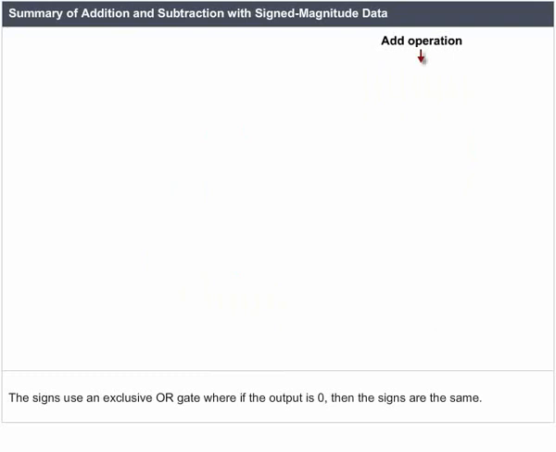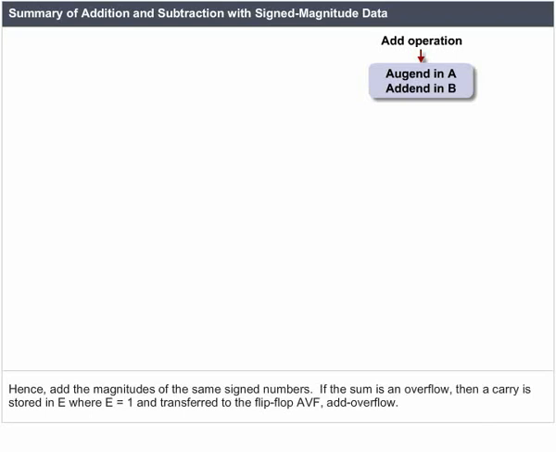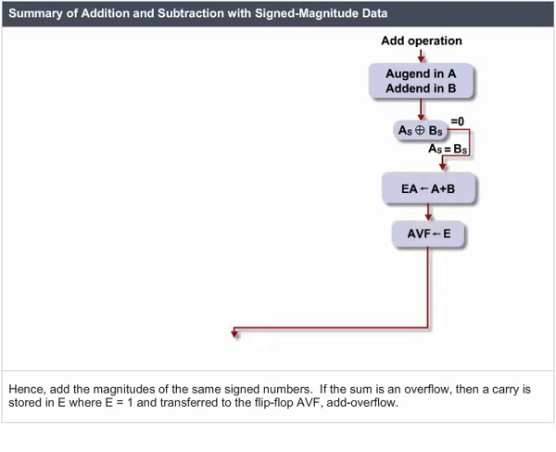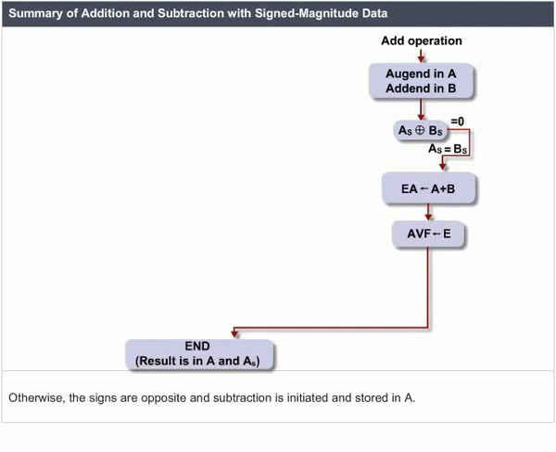Summary of addition and subtraction with signed magnitude data. The signs use an exclusive OR gate, where if the output is 0, then the signs are the same. Hence, add the magnitudes of the same sign numbers. If the sum is an overflow, then a carry is stored in E, where E equals 1, and transferred to the flip-flop AVF, add overflow.